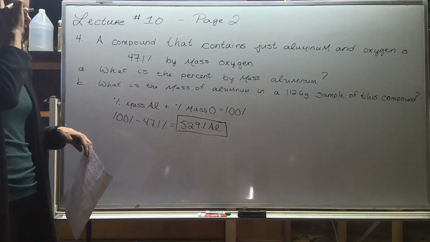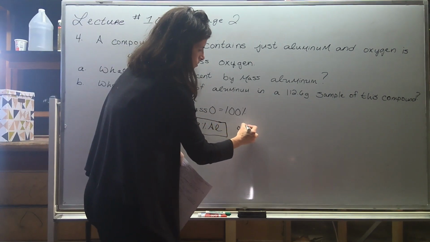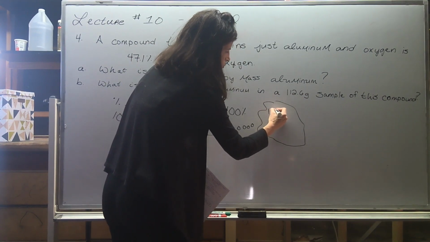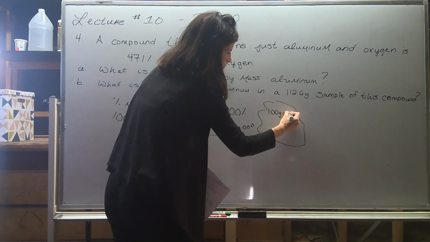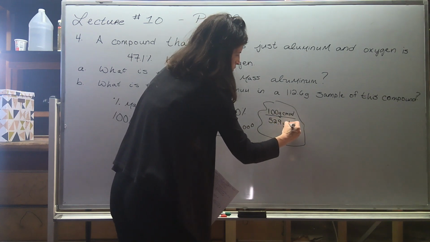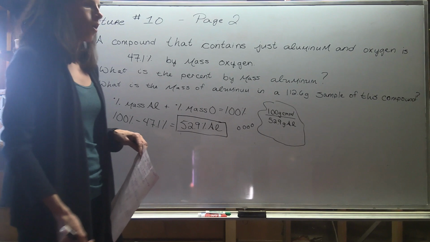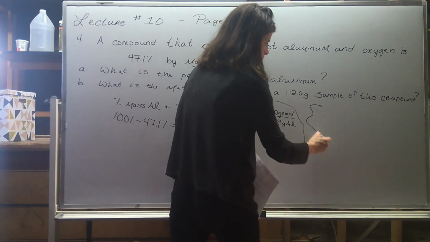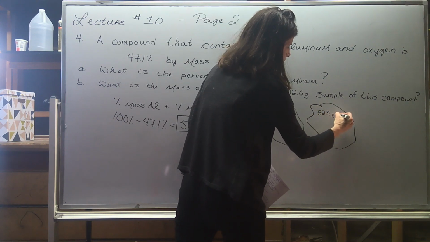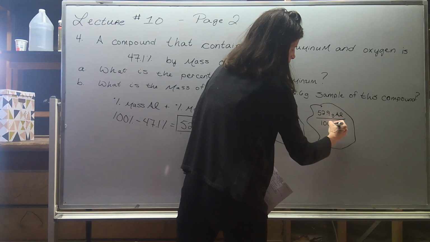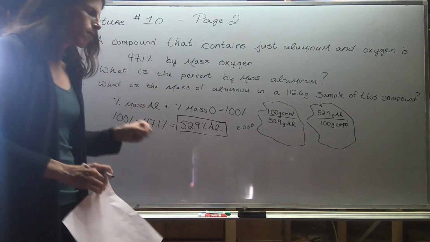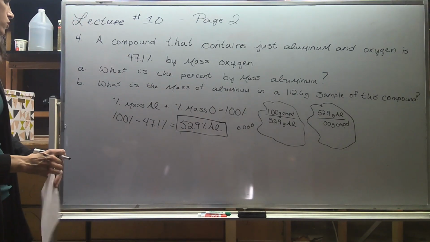But then at that point, I'm thinking about two different conversion factors. Thinking if I have 100 grams of this compound, I expect to have 52.9 grams of aluminum. Or we could flip that. If we have 52.9 grams of aluminum, we'd expect to see 100 grams of compound. And again, from our mass percents, we can pull out conversion factors.